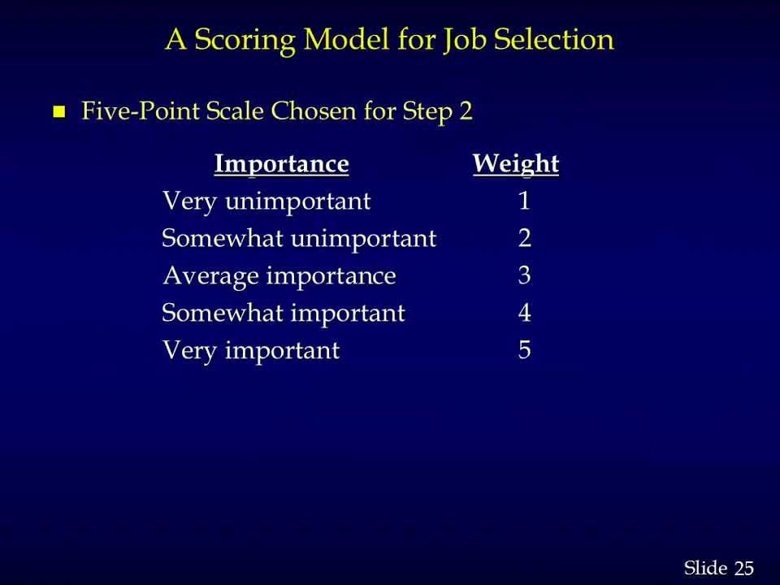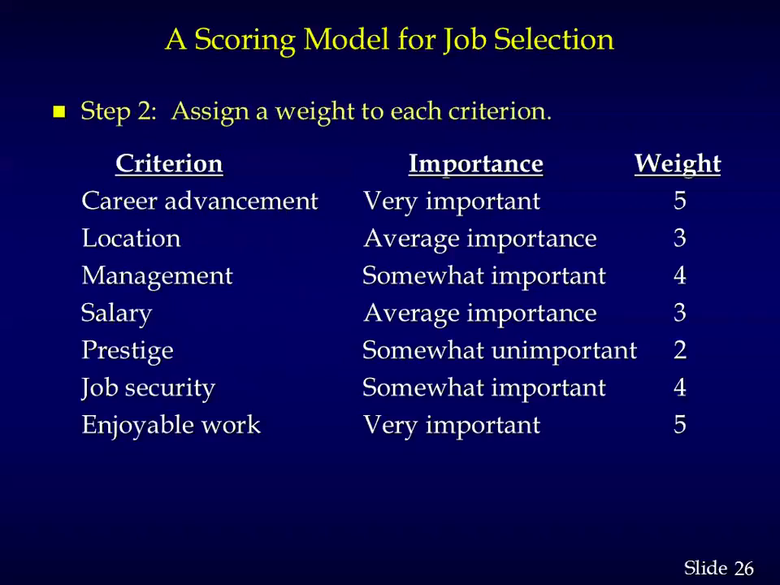And the rating importance scale is from 1 to 5. 1 is unimportant, 5 is very, very important. You can use other scales also, 7 point, 9 point, but usually it's an odd number of points. Now, career advancement is considered very important, so it's given a weightage of 5. Location is average, so maybe a weightage of 3. Management is somewhat important, so 4. Salary, again average, 3. Again, it varies. It's a subjective thing, as you can see.